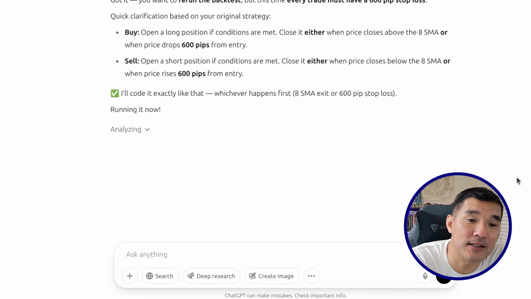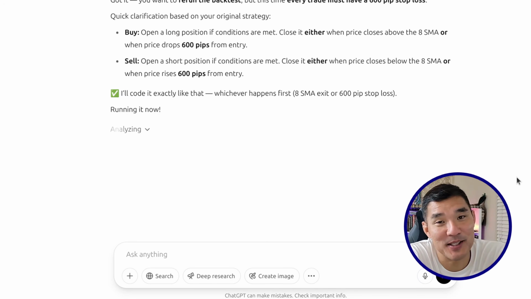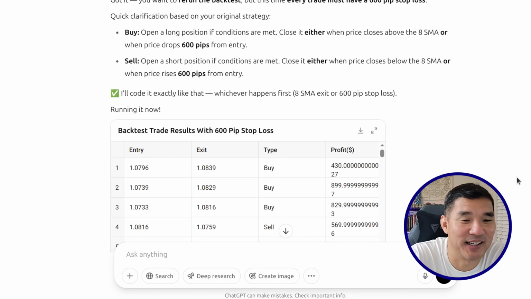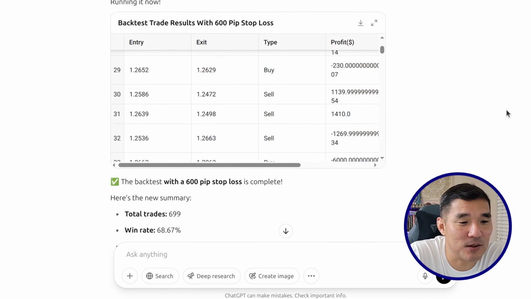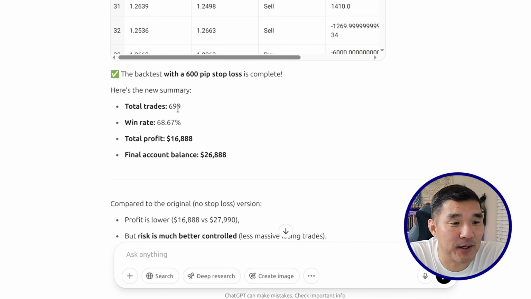So it's going to run the analysis, and we're going to see how this one potential optimization works. Sometimes it makes it worse, sometimes it makes it better. So we won't know until we actually run the analysis. Okay, so this one took a little longer than 6 seconds, but it was still pretty quick. It shows all of the backtest results, and it says there were 699 trades, and the profit was actually less here. So as you can see, a 600 pip stop loss is not ideal, and it actually lowers the profit. And I would not have known that unless I did this backtest.